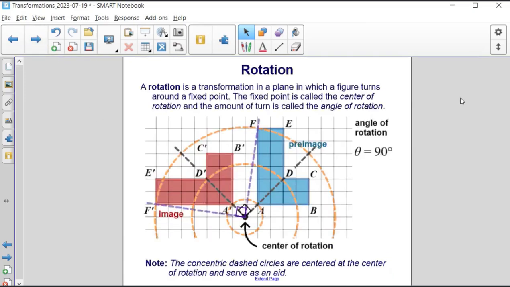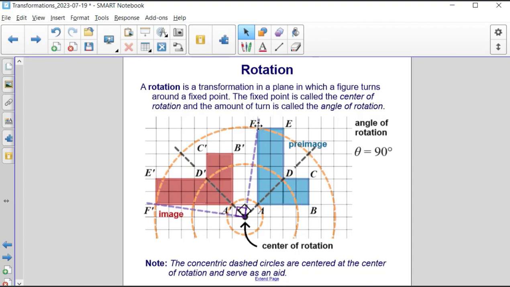Rotations. A rotation is a transformation in a plane in which a figure turns around a fixed point. The fixed point is called the center of rotation, and the amount of turn is called the angle of rotation. In this example, it's 90 degrees.